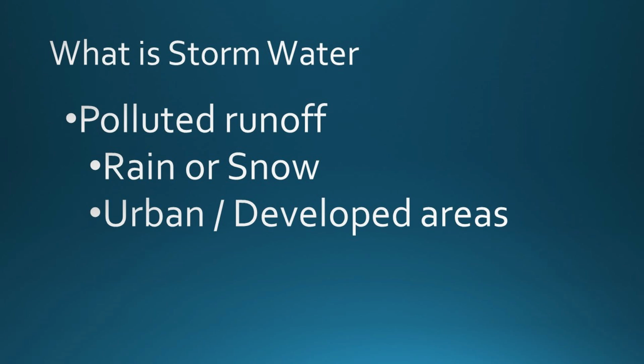Typically, it's an issue we have to address in urban and developed areas, areas that have a great deal of concrete and or pavement, blacktop. Typically in rural areas, when it rains or you have snow melt, it goes through the grass and through the ground, and the water is filtered before it makes it to any waterway. So that's something to keep in mind.